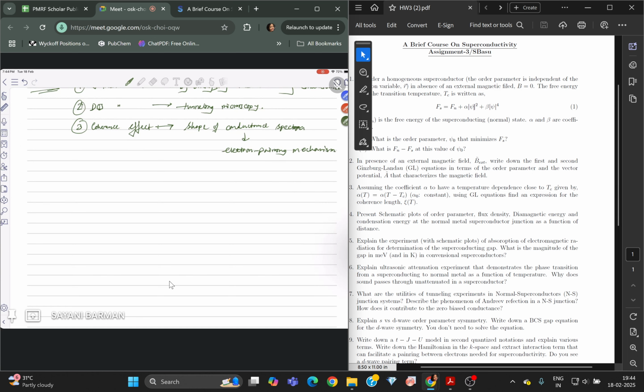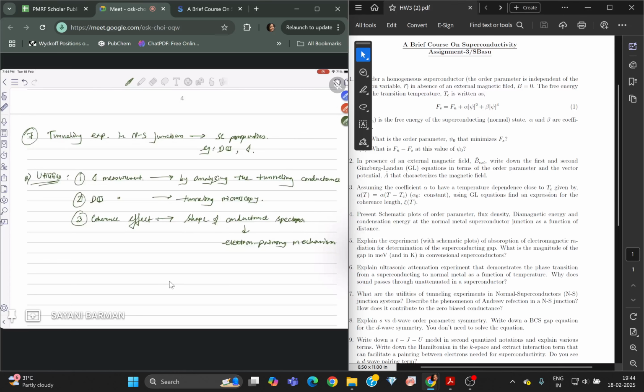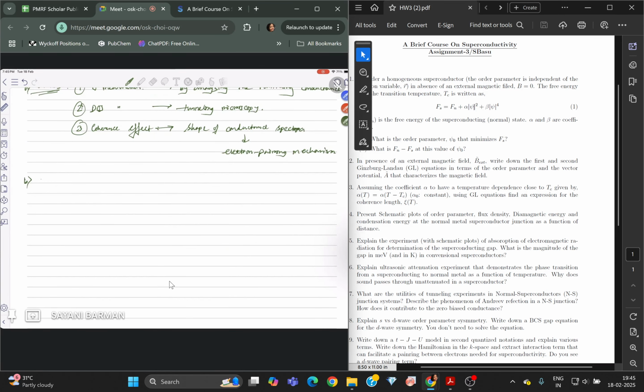Describe the phenomena of reflection in NS junction. Okay. So Andreev reflection occurs at the interface of the NS junction, where an incident electron from the normal state is retroreflected as a hole, forming a Cooper pair in the superconductor. So this is question number A. This is question number B. And this is about Andreev reflection.